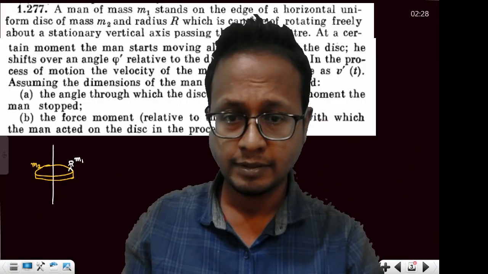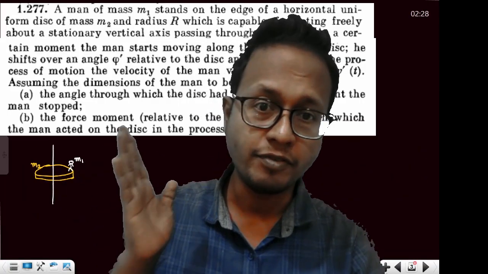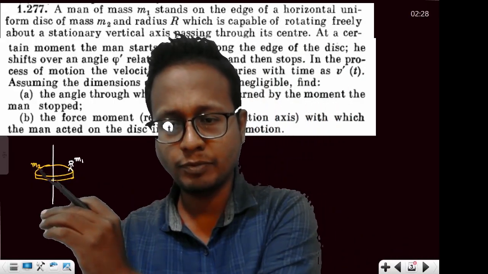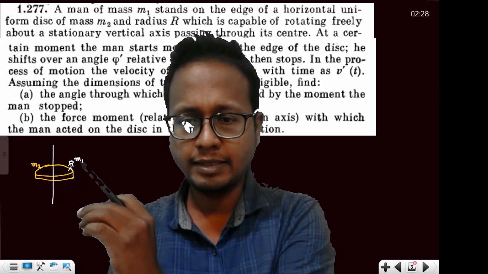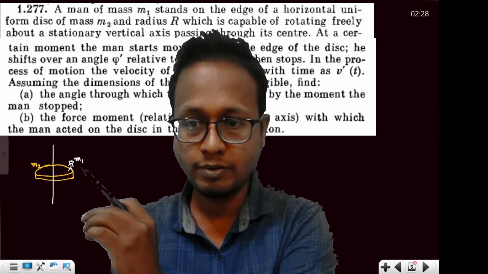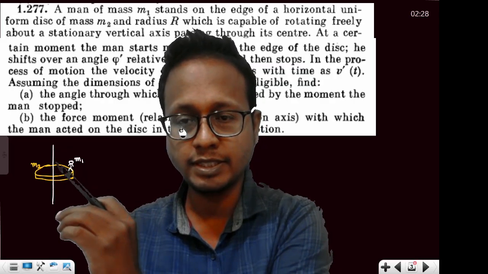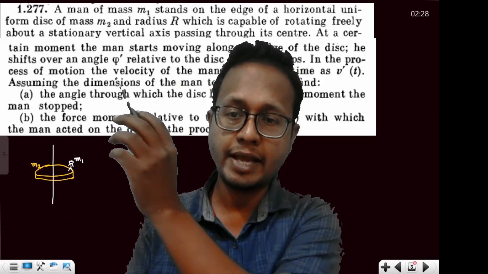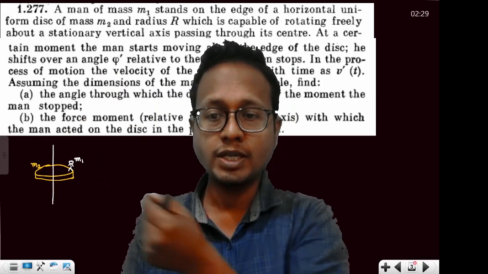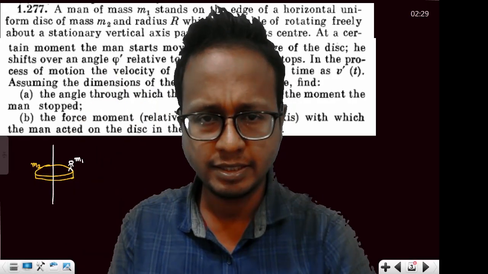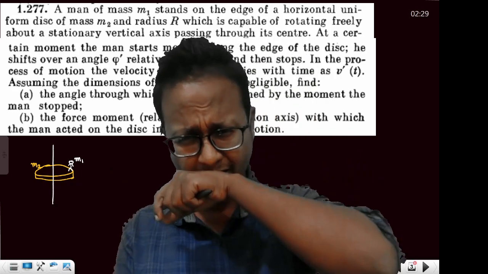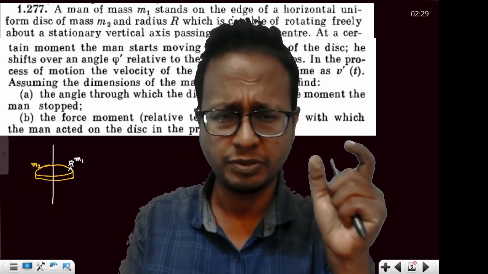Understood? So this kind of problem you have done previously in your classes. What this problem says is that there is a disk of mass M2, and there is a man of mass M1. This mass M1 starts moving on the disk at the edge of the disk. When the man has moved by an angle theta dash with respect to the disk, what is the angular displacement of the disk in the opposite direction? This is the basic question, and you have done this question in HCV. This question is repeated, so you have had exposure to this kind of problem.